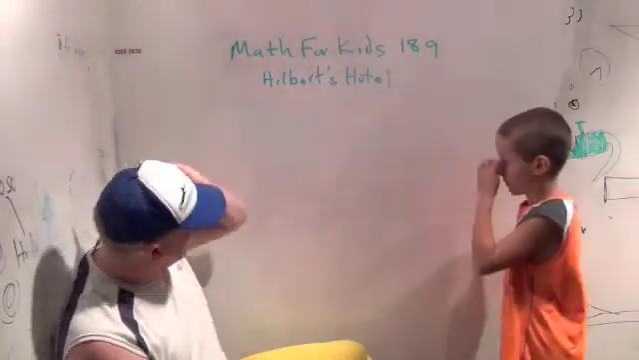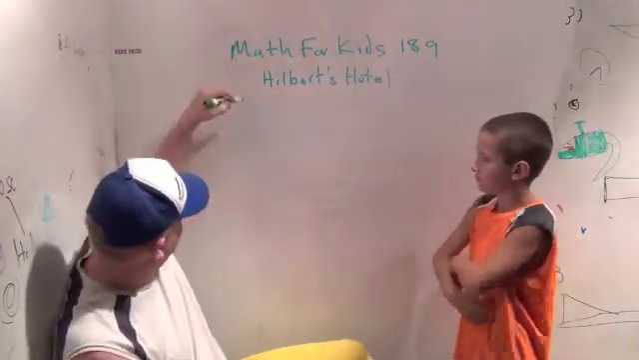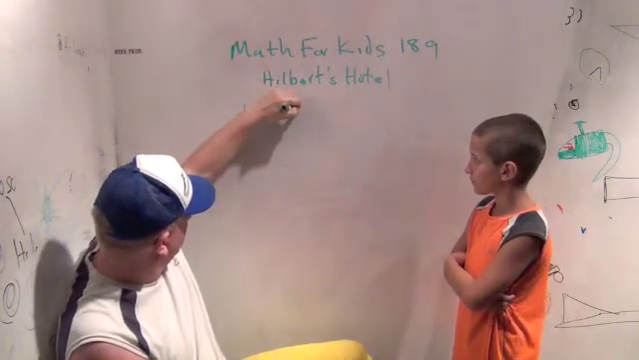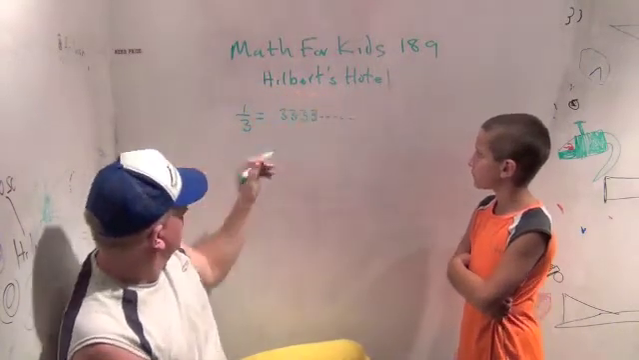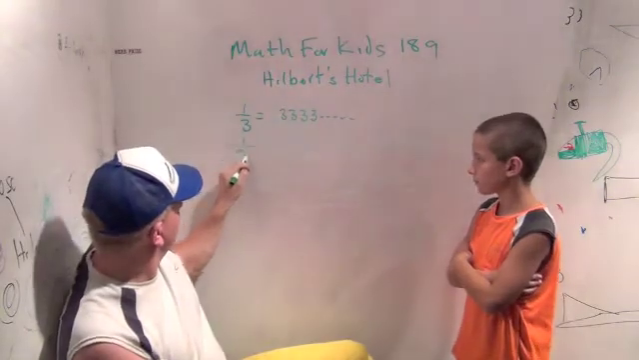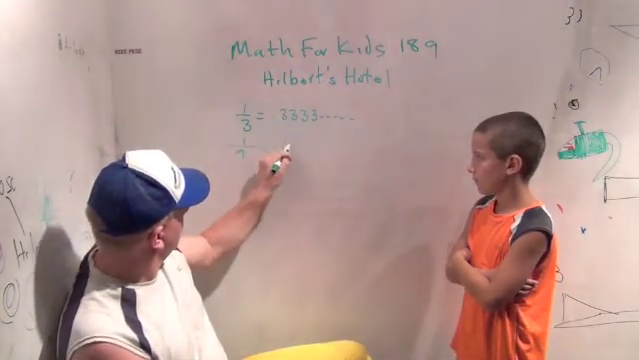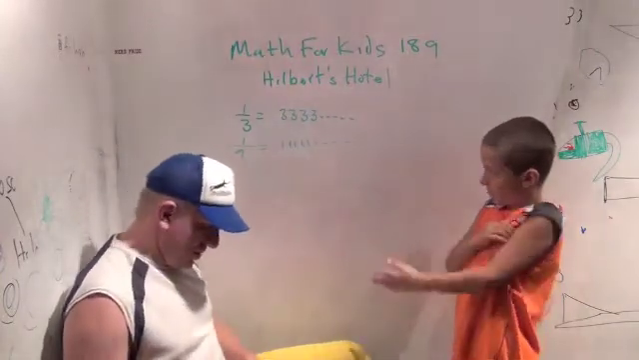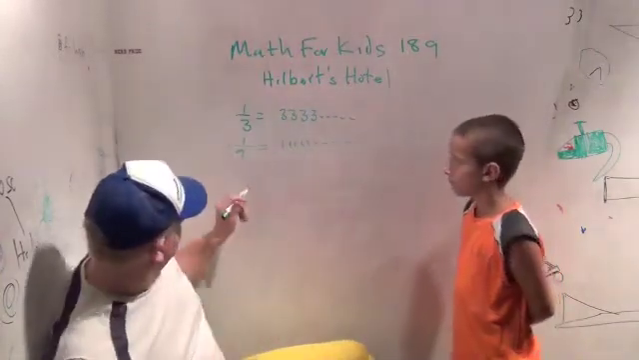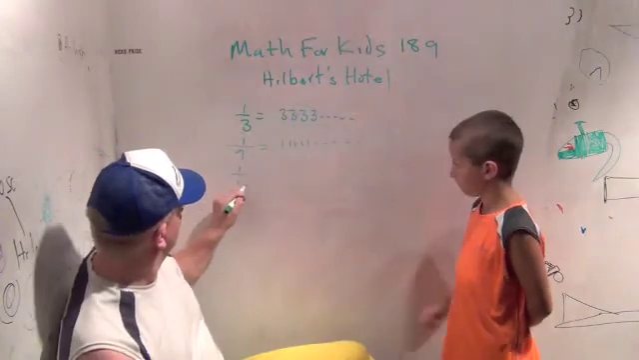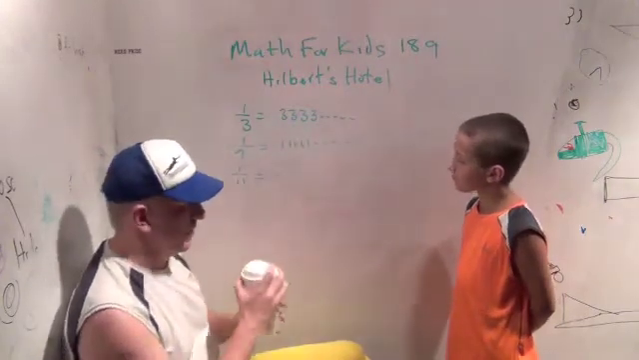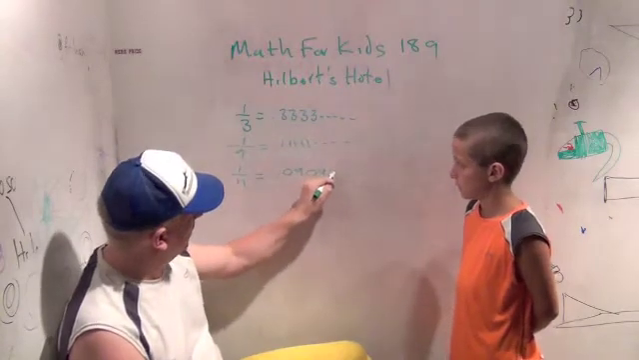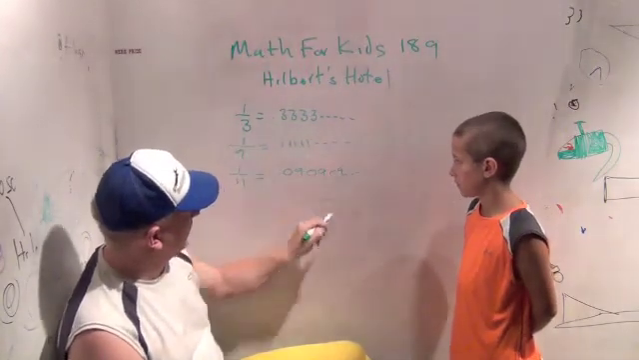Okay, we've been talking about some infinite fractions, like 1/3 was 0.3333. And from there we said 1/9 would then be 0.11111, because how do you get there? Because you just divide by 3. And yesterday we talked about 1/11 was, do you remember what it was? 0.090909.